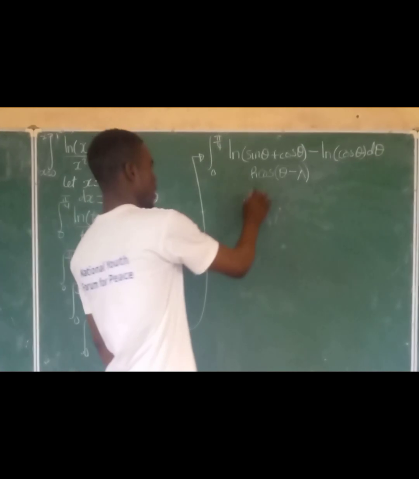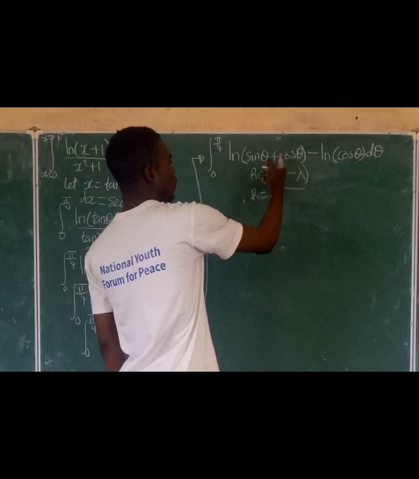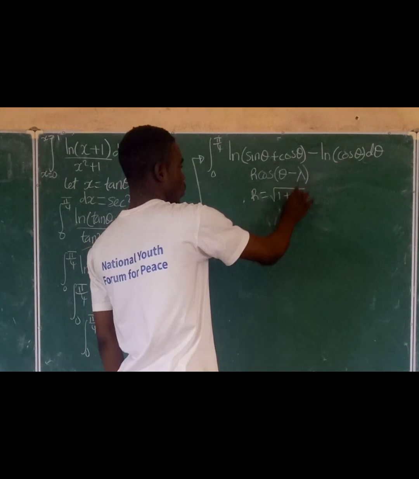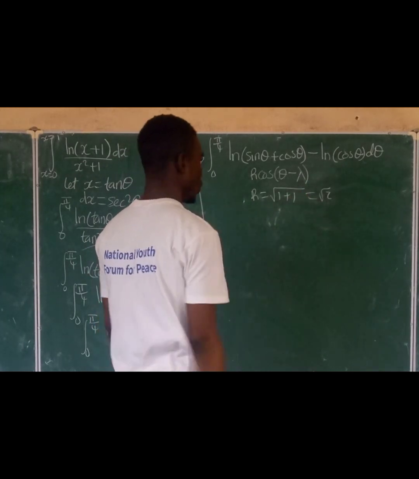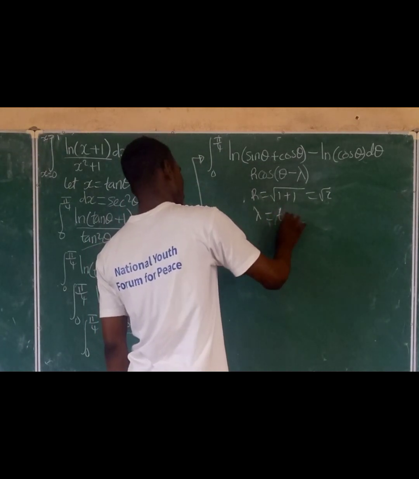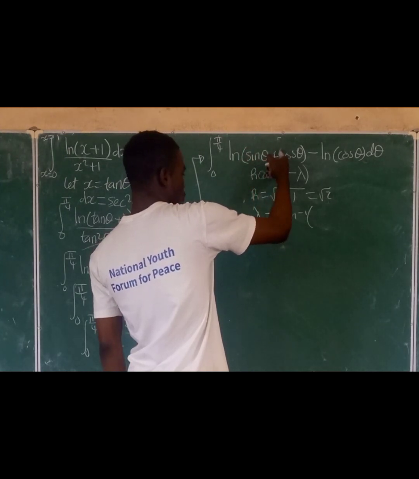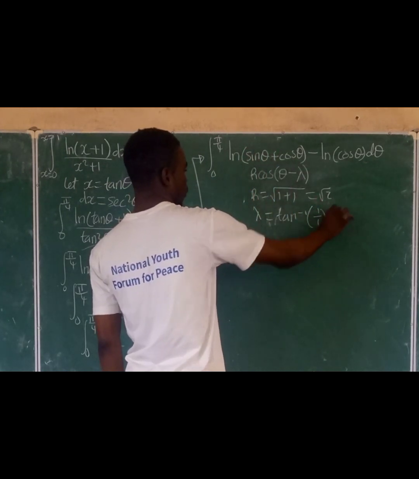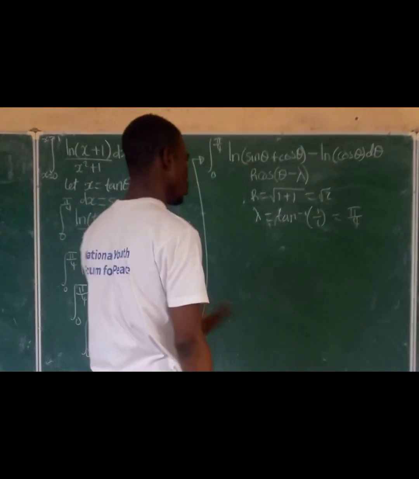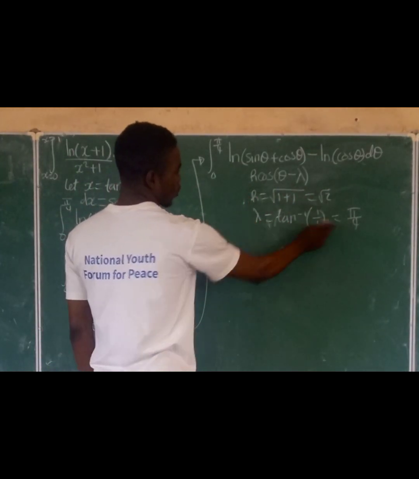Check this out. I can get r to be the square root of the sum of the squares of the coefficients. The coefficients of sine and cos are 1. 1 squared is 1, so it's just going to be root 2. Great. And to get the value of lambda, I'm just going to have lambda equal to tan inverse of the coefficient of sine theta over that of cos theta. So it's going to be 1 over 1, which gives me tan inverse of 1, which is pi over 4. So my r is root 2 and lambda is pi over 4.